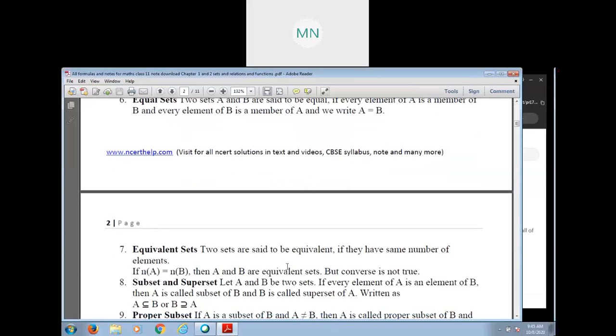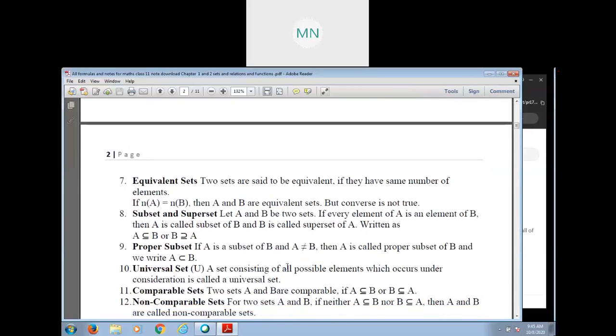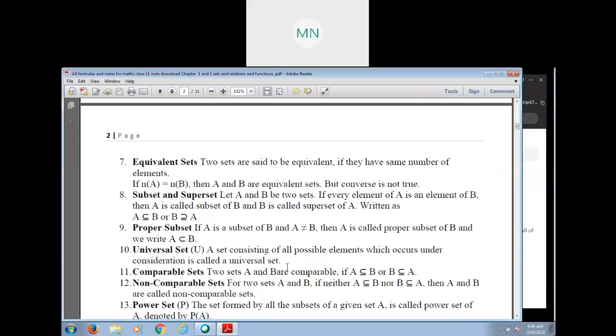And next one is equivalent set. Equivalent set is what? Suppose we consider two sets A and B. If the numbers of elements of the two sets are same. But in the equal set, the members are same, the elements of the two sets are same. But for an equivalent set, if the number of elements of two sets are same, then we say that the sets are equivalent.